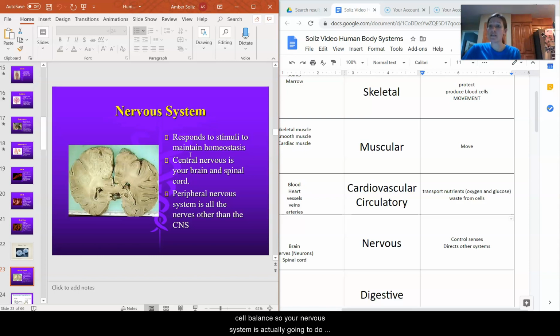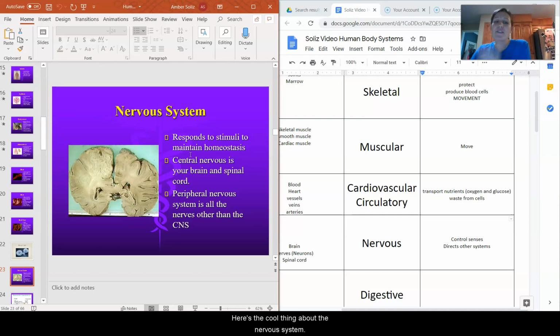So your nervous system is going to do the same thing. It's going to help your body balance stuff. If you eat too much sugar, the nervous system is going to help you balance that so that your body can break down that sugar and get back to the normal state. If you walk outside and the light's too bright, your nervous system is going to help you balance that. It's going to constrict your pupils, make them smaller, so that not as much light is coming in. That is what your nervous system does.